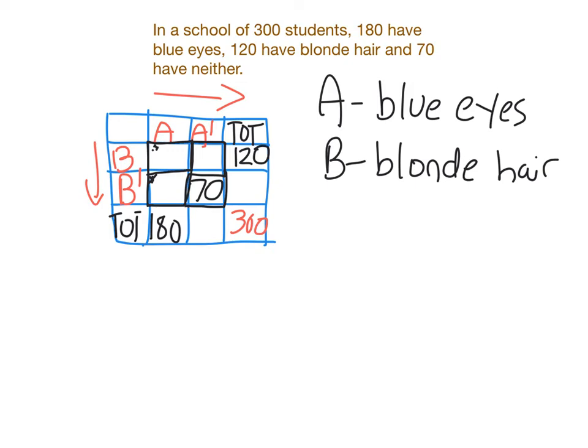We only need 4 numbers. So the ones I wrote in black are ones that were given to us, and the ones I write in green are ones we can infer.